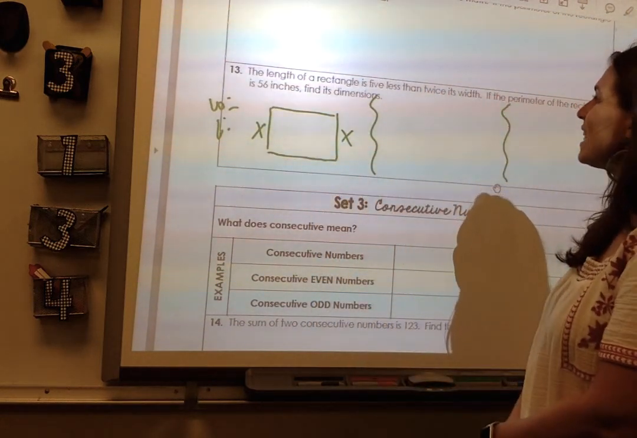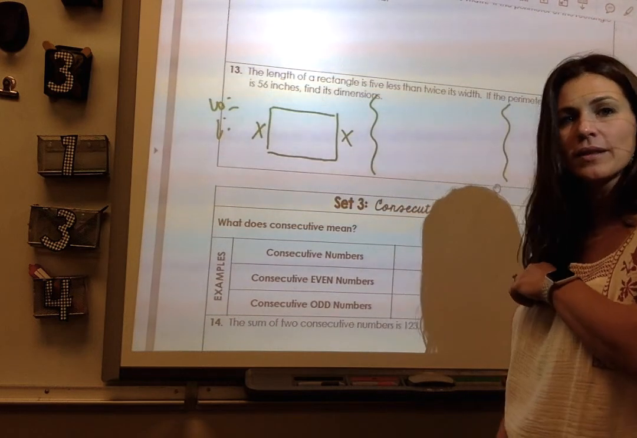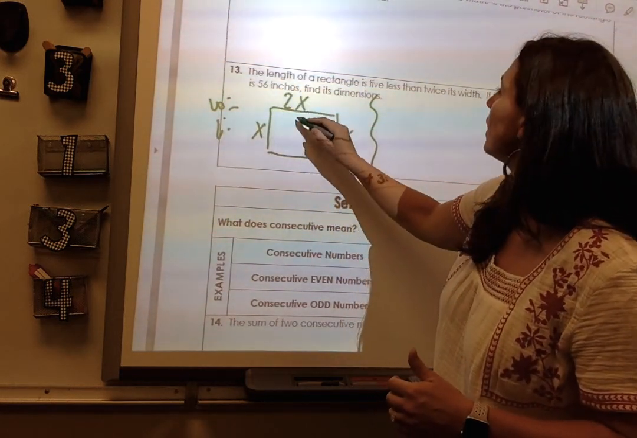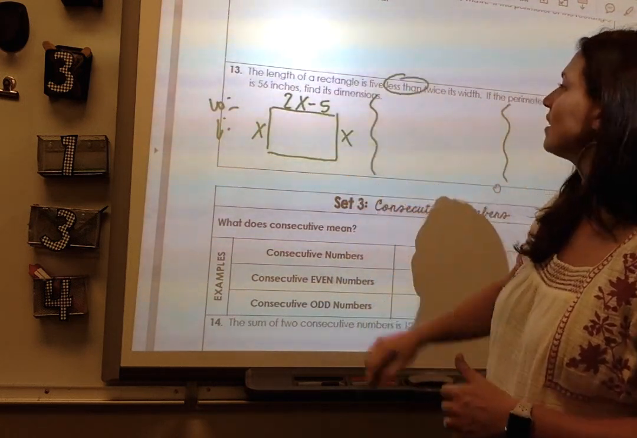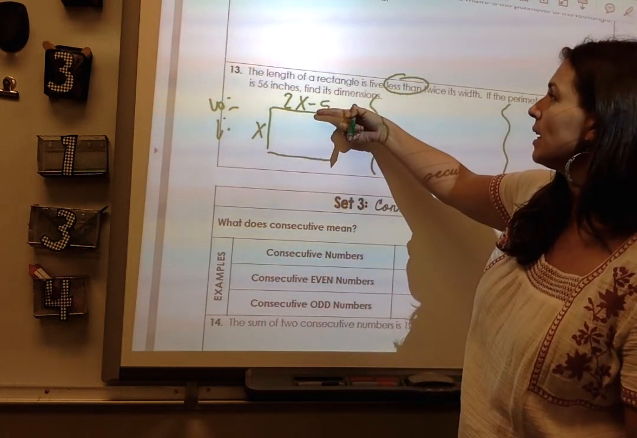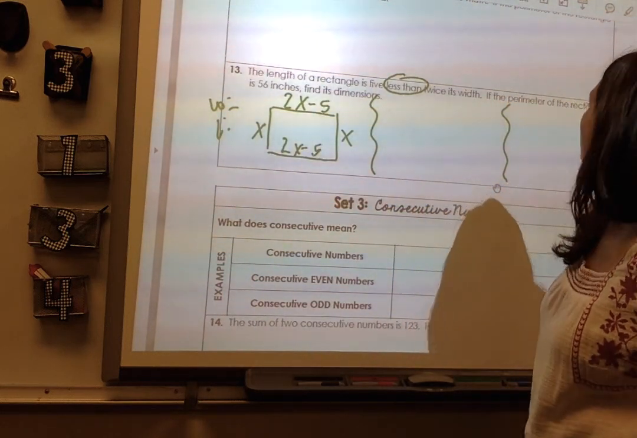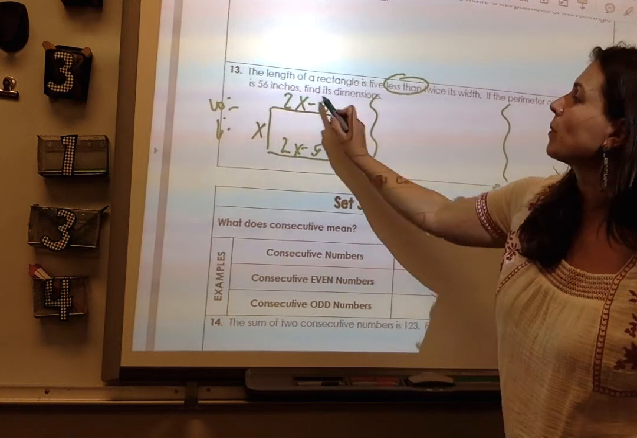And it says the length is 5 less than twice the width. So twice the width minus 5, because less than is a turnaround word. So if this length is 2x minus 5, this length is 2x minus 5. And now the perimeter is 56 inches, so I'm going to add them all together.